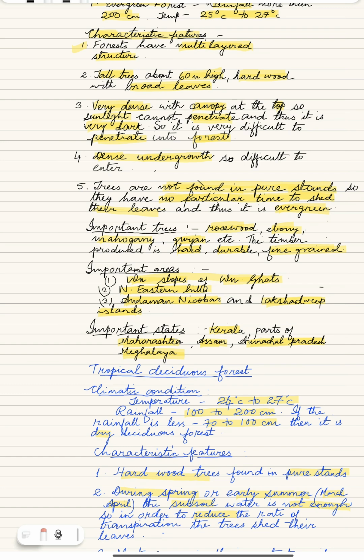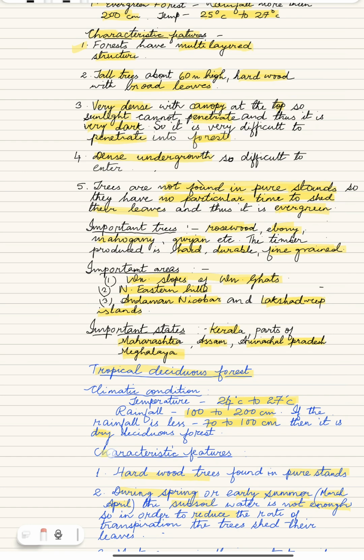Next we have tropical deciduous forest. Here the temperature is 24 to 27 degrees Celsius. Rainfall 100 to 200 centimeter. But if rainfall is between 70 to 100 centimeter, then it is known as dry deciduous forest.